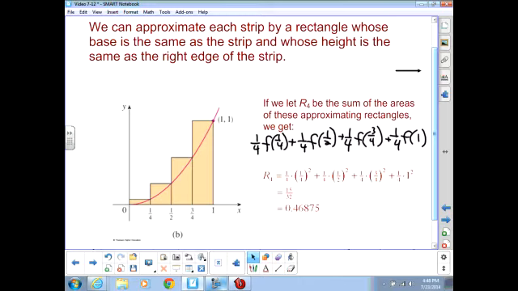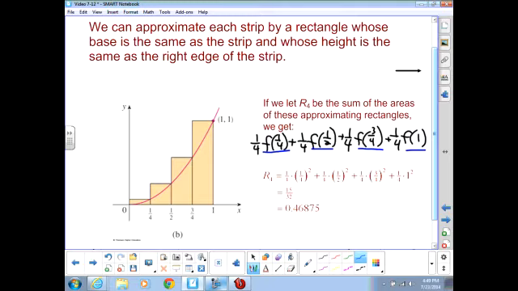So therefore, in our first rectangle, f of 1/4, or in other words, our y value at 1/4, will define what the height of our rectangle is. F of 1/2, our y value at 1/2, will define the height of our second rectangle, and then our third height and our fourth height. And again, notice our base was 1/4 for each of them.